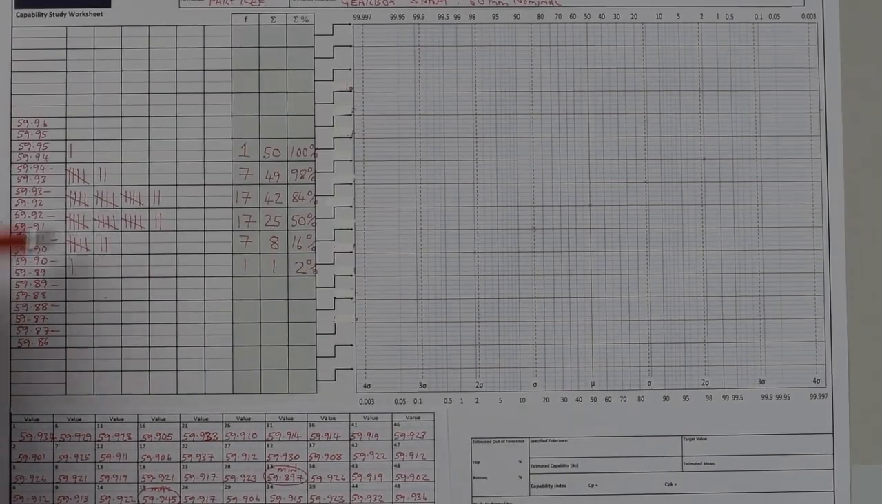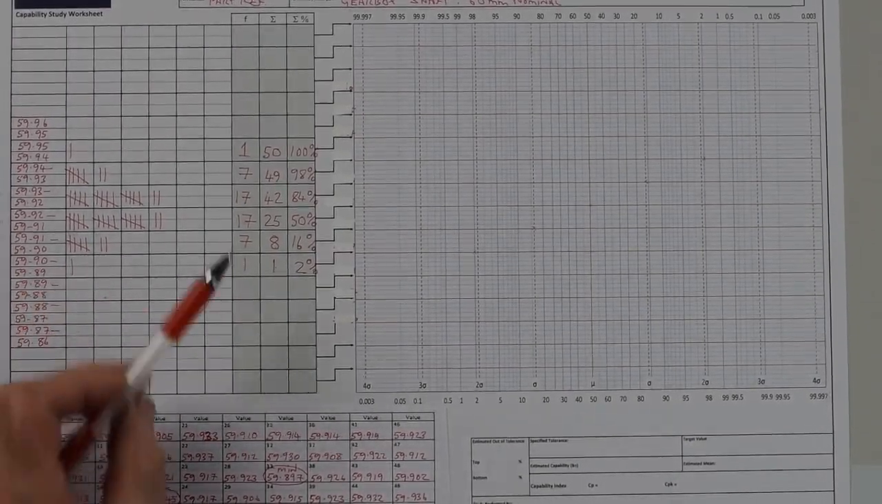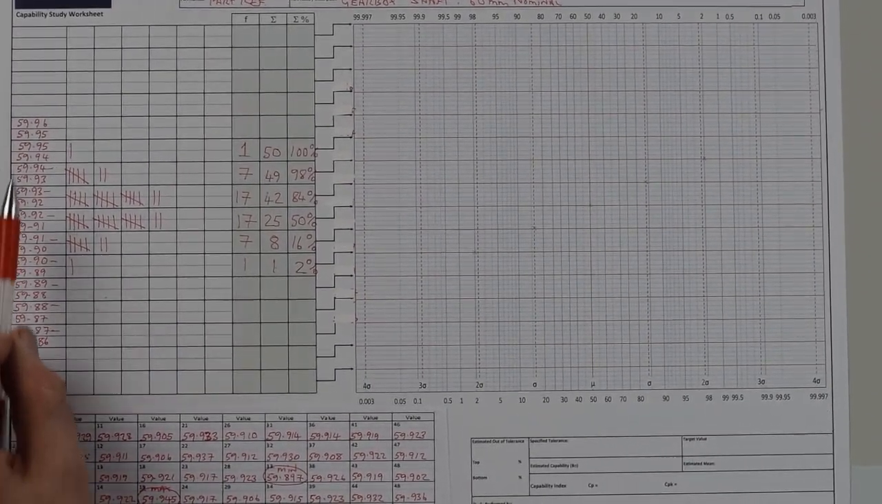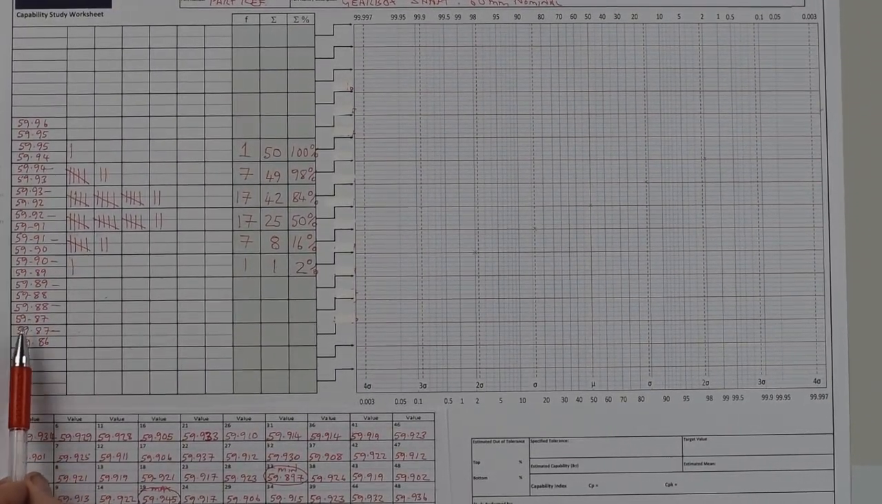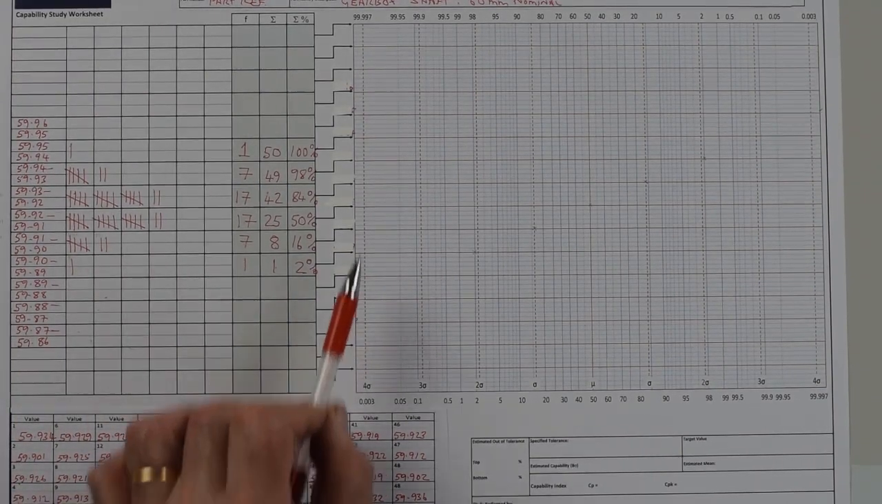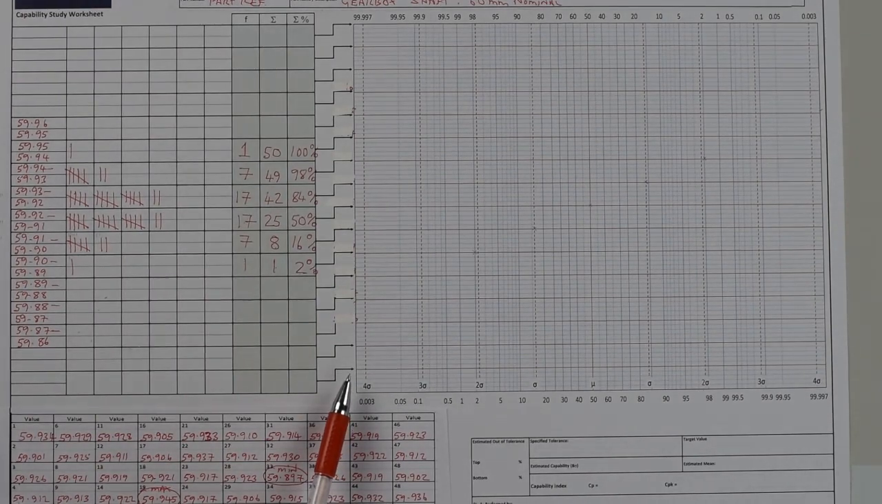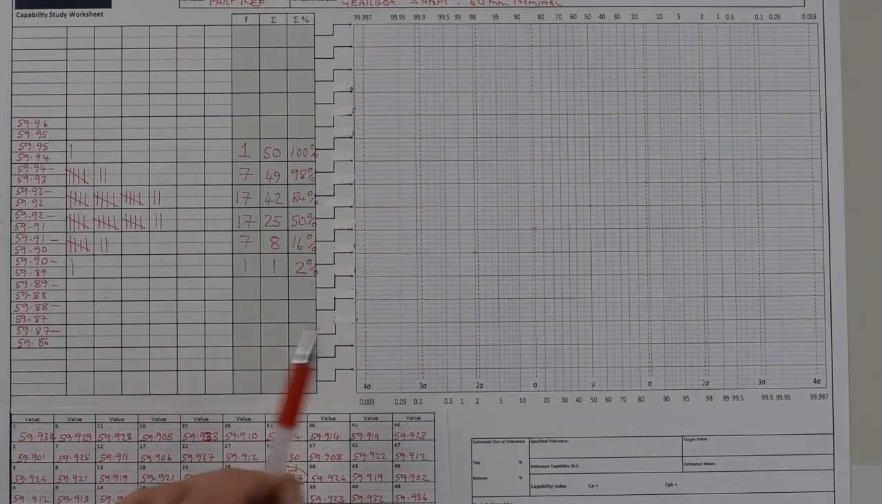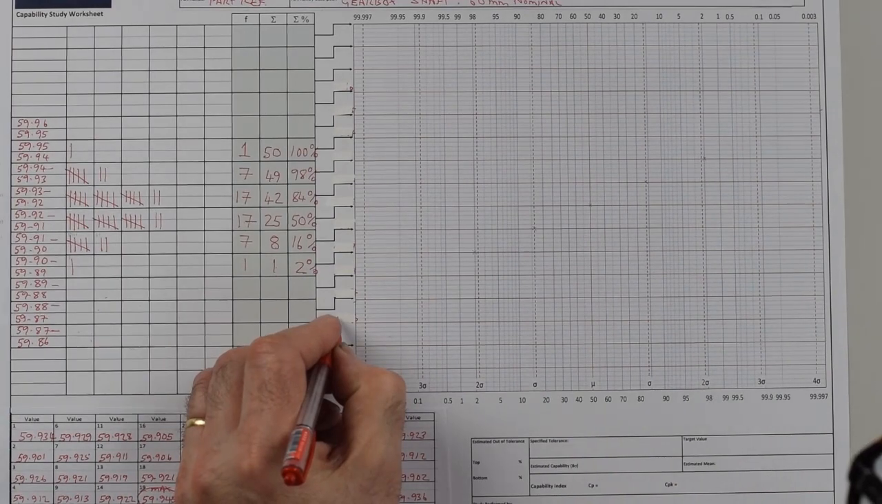When you have all the histogram completed and you completed the table here, you then need to transfer the top value of the histogram bins onto a scale on the left-hand side of the graph. So this starts here at 59.86 to 59.87. So we mark on the scale here 59.87.